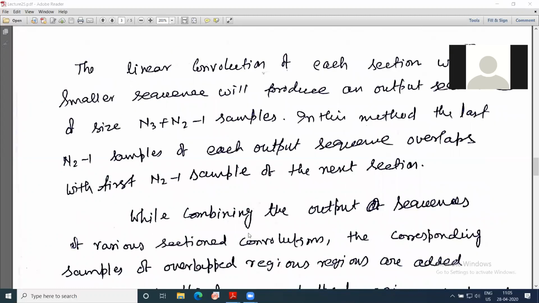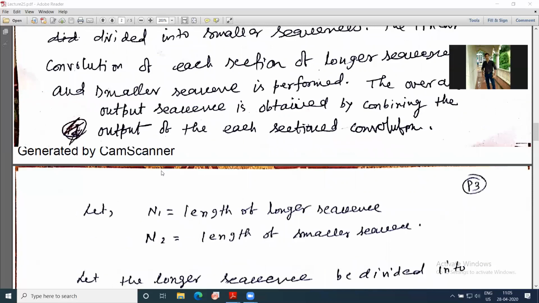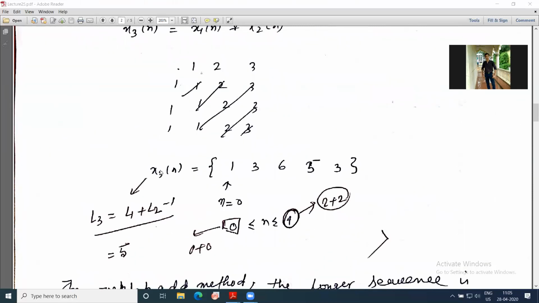Now let us look at the theory again. N1 is the length of the longer sequence, N2 is the length of the smaller sequence. Okay, so what is N1? N1 is 8. And what is N2? 2. Which one is the smaller sequence? h is the smaller sequence.